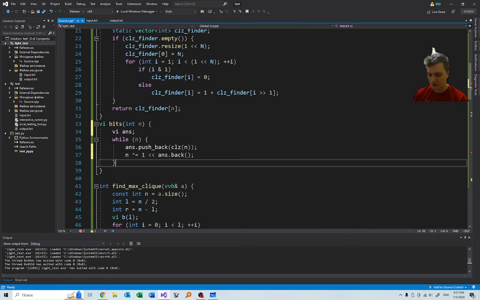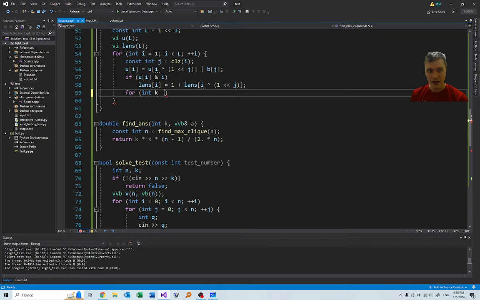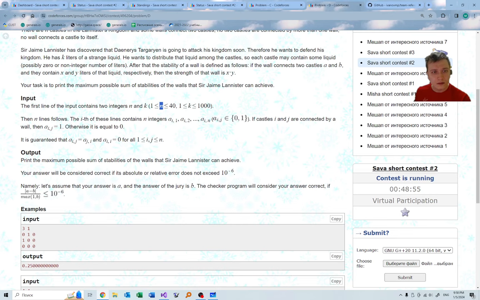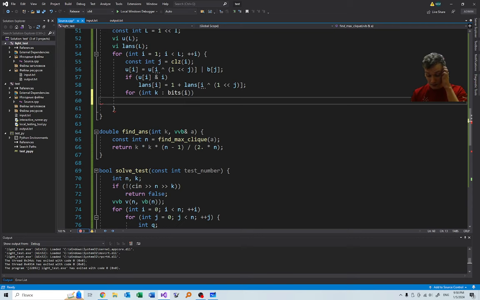So now, here we say just for int k in... Is k small? Yeah, 1000, it's fine. For int k 1000, and this is 39, so it's enough. For int k in bits of I, lans I is just max of lans I and lans I xor 1 to k. Let's put parentheses, but I believe they are not needed.